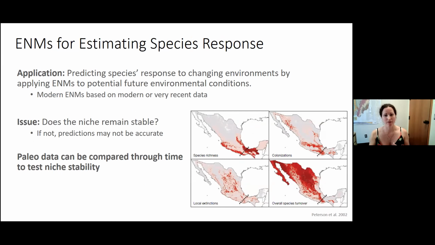However, modern applications of ENMs rely on either very recent or current occurrence and environmental data, and they can't usually compare models through time. So they have to really assume that the niche of a species will remain consistent through time. If a species was instead able to change its ecological niche in response to new environmental conditions, then the predictive power of that niche model would be significantly decreased. So in my project, I'm hoping to create a series of models using fossil data that can be compared through time in order to see if niches do remain stable in response to different environmental changes, and if they evolve, what the relationship between those two are.